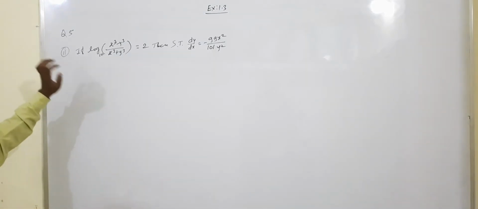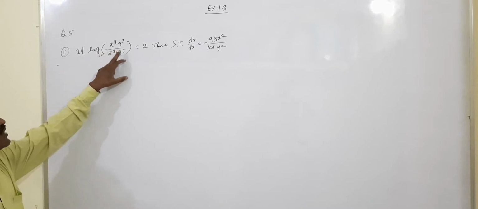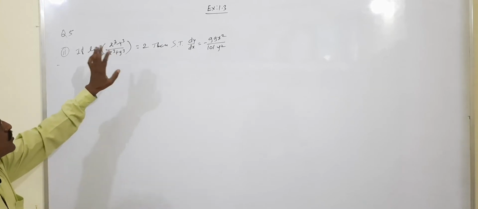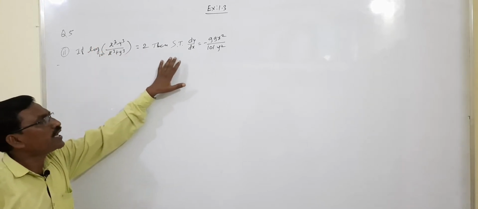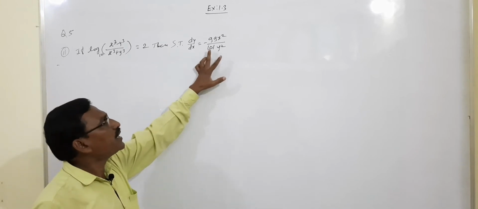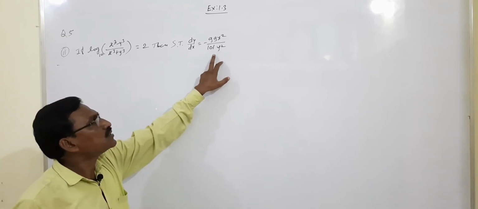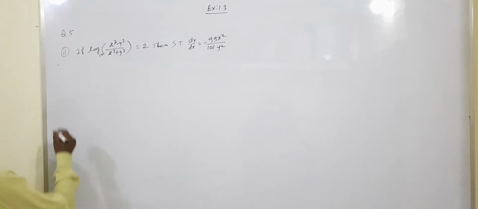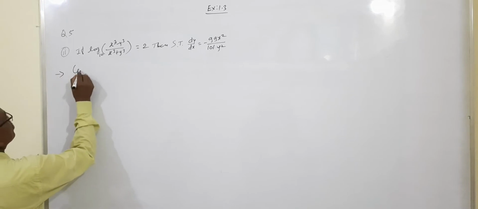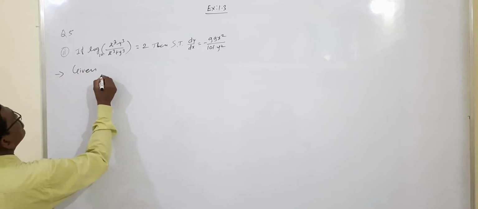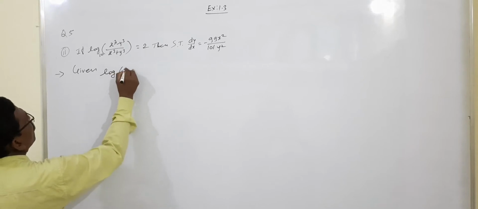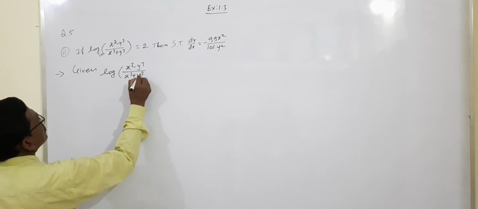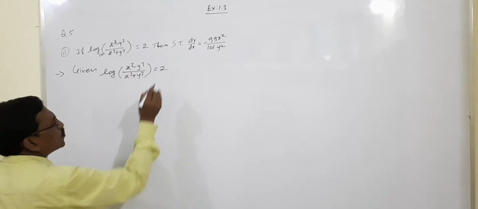Now the second example: if log of x cube minus y cube upon x cube plus y cube to the base 10 is equal to 2, then show that dy by dx equals minus 99 x square upon 101 y square. So given, log of x cube minus y cube divided by x cube plus y cube is equal to 2.